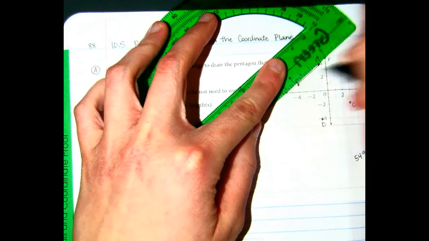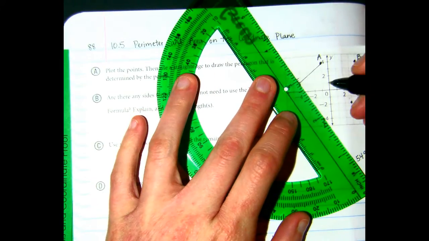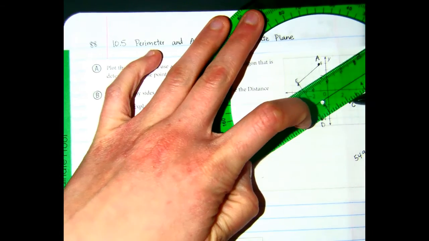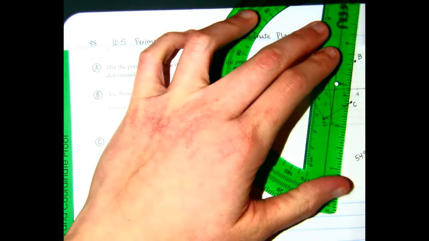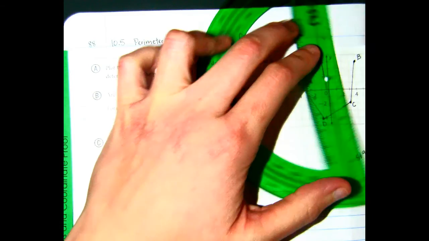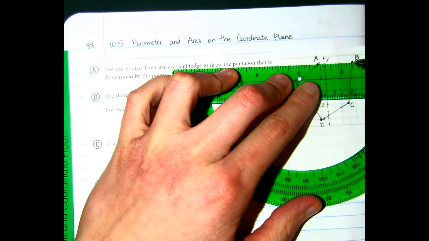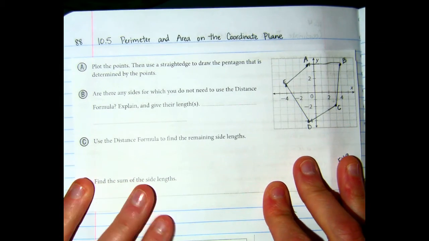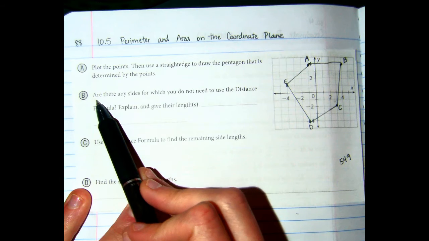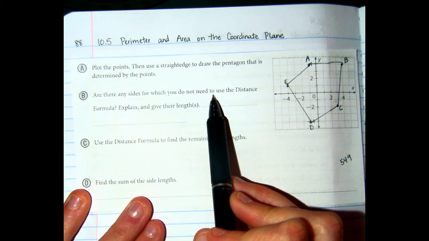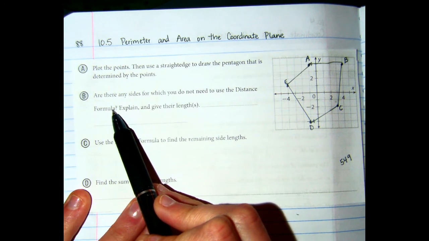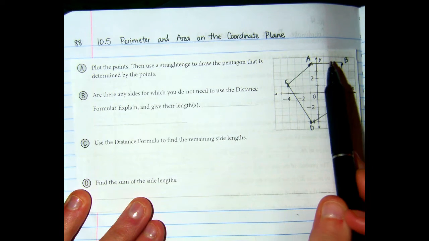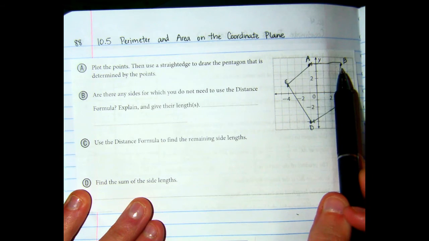Connect these. This is specifically going to ask to find the perimeter. Of course, we could find the area as well if we wanted to, but we're not going to. We're just going to find the perimeter, as it says. This does talk through this step by step as well. You don't really need that much instruction, but B says, are there any sides for which you do not need the distance formula? And the answer to that is yes, AB. I don't need the distance formula because it is a horizontal line.